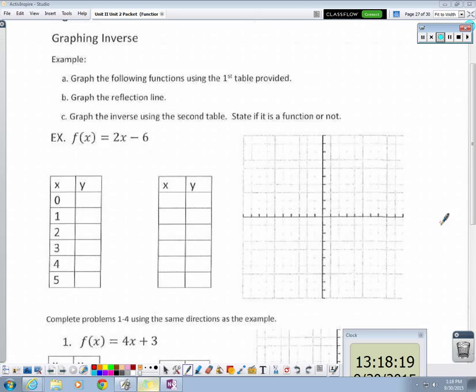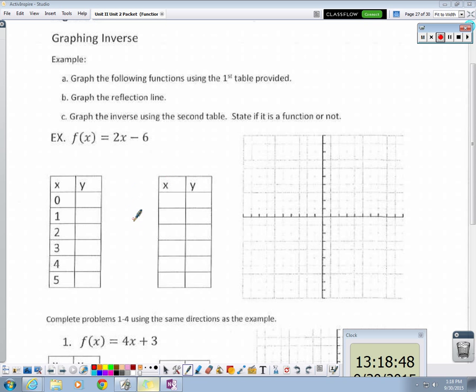Okay, 2 days ago we learned how to take a function and find its inverse. What were the 2 steps to finding the inverse of a function? Switch the x and the y, and what was step 2? Solve for y, get y by itself. Then yesterday we were given 2 functions and we had to state whether they were inverses of each other, which meant find the inverse of one of them, see if it looks like the other one.